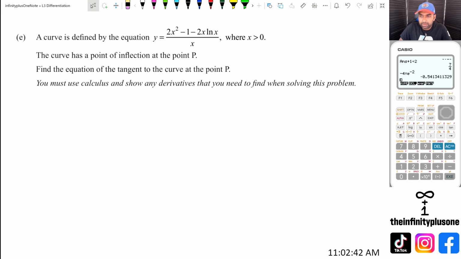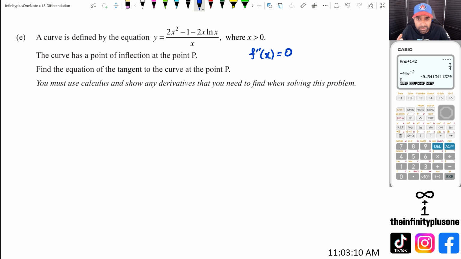All right, and we go to question 1e. So 1e, what happens is that we've got this equation here. The curve has a point of inflection at the point P. So if it has a point of inflection, we know that f double dash of x is equal to 0. And then they're saying find the equation of the tangent to the curve at point P.